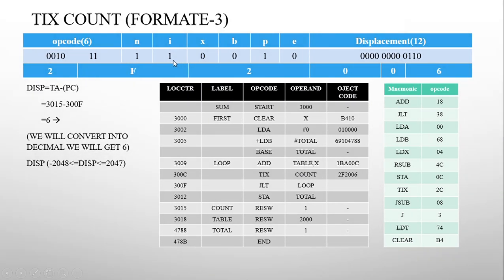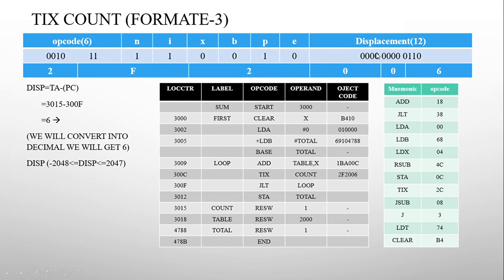Now the next instruction is TIX COUNT, which is of format 3. In format 3 we have 24 bits. Out of 24, 6 bits are for the opcode. The opcode for TIX is given in this table. The opcode is 2F. Next, we write 2 in the form of 0010. We need to take only the most significant bits.